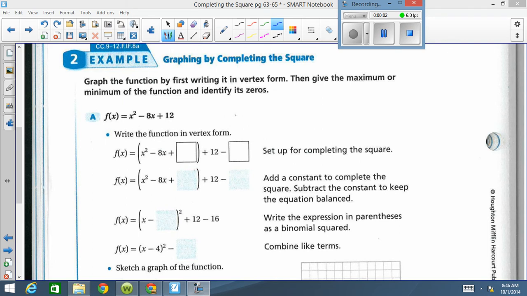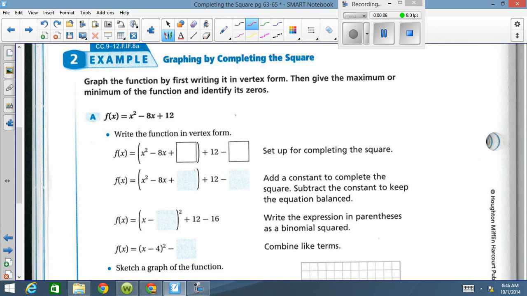Okay, so let's get some more practice here with completing the square. And we'll also do a little bit of graphing after we complete the square. The directions read, we're going to graph this function, but before we do that, we're going to go from standard form to vertex form. Because when we're in vertex form, it's not too hard to graph it.